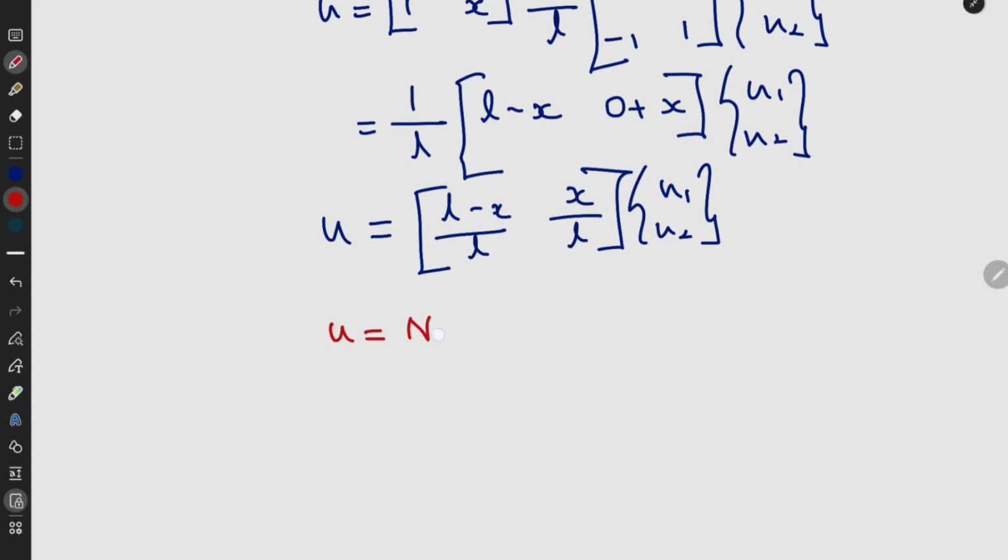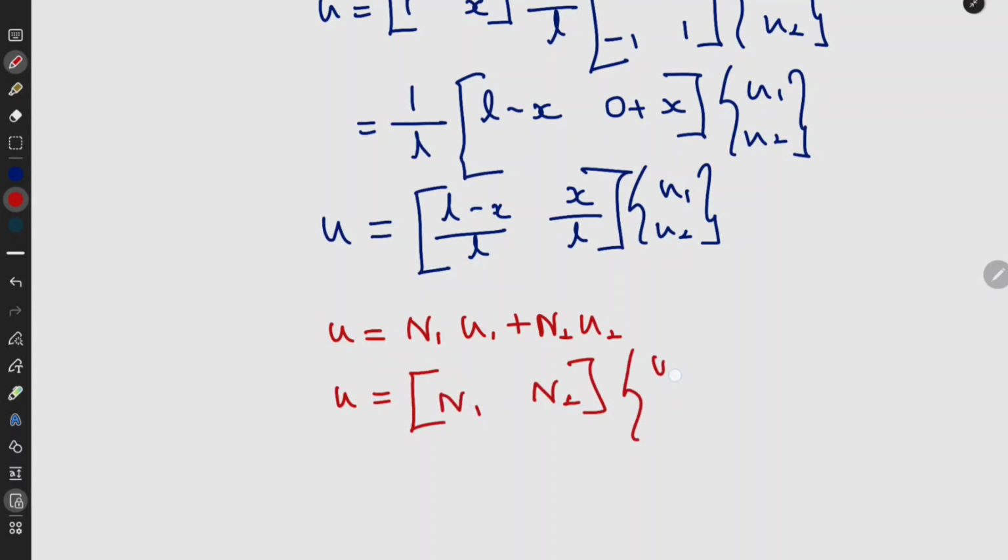equal to N1 U1 plus N2 U2. As it is a two noded element, we are stopping with N2 U2. If it is three noded, then it will go to N3 U3. So as it is two noded, I am stopping with this. Now I am converting this as a matrix. So it is matrix N1 N2, and on the right side I will have U1 and U2.